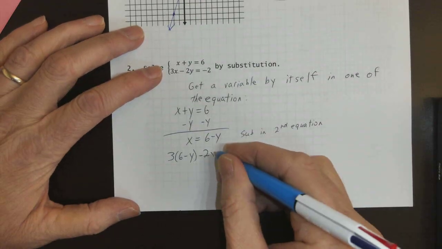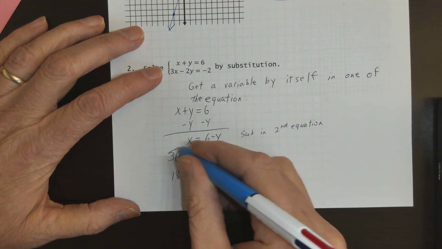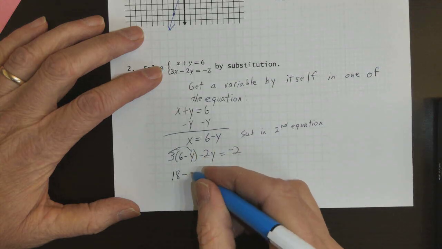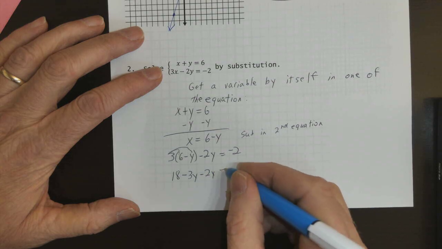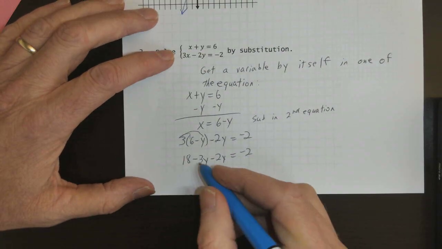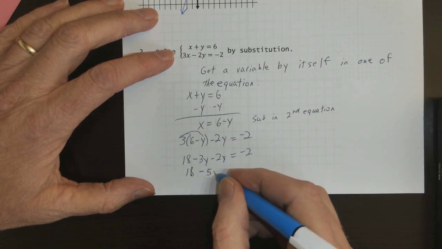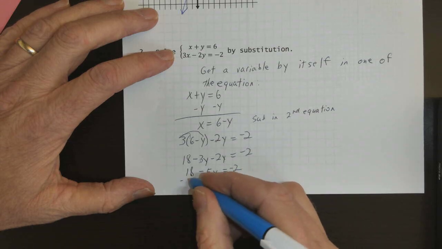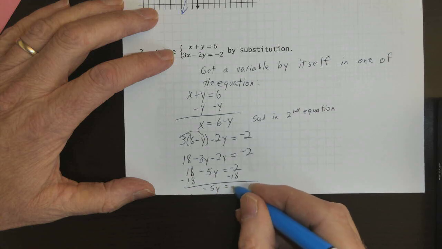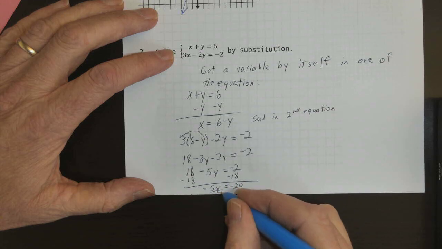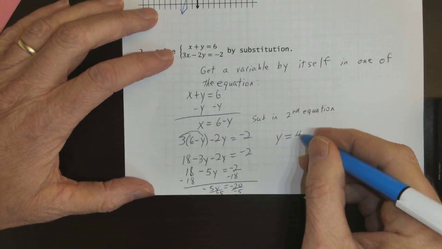Minus 2y equals negative 2. Let's distribute. 3 times 6 is 18. 3 times minus y, or negative y, is negative 3y. Then I have the negative 2y here. That's equal to negative 2. I have 18, negative 3 minus 2, that's negative 5y equals negative 2. I'm going to subtract 18 from both sides. I've got negative 5y equals negative 20. I'll divide by negative 5. And I got y equals 4.